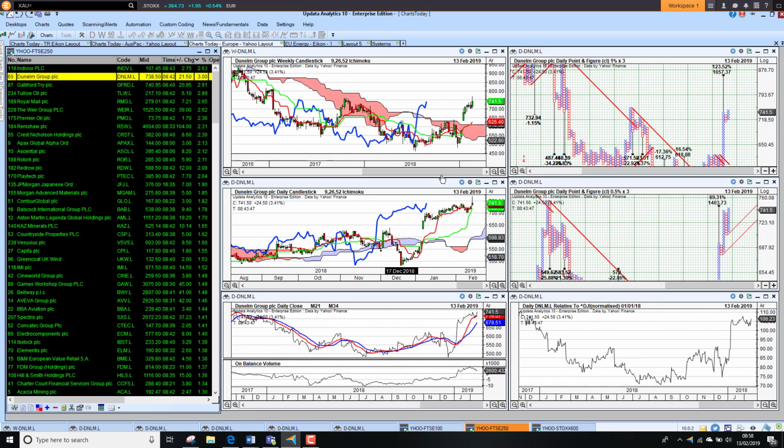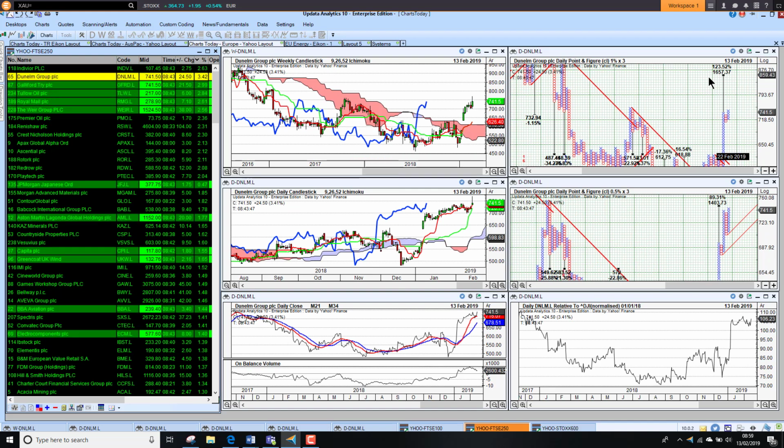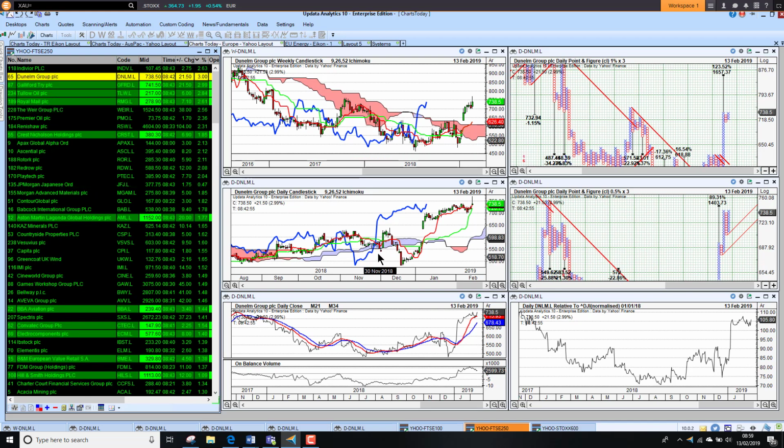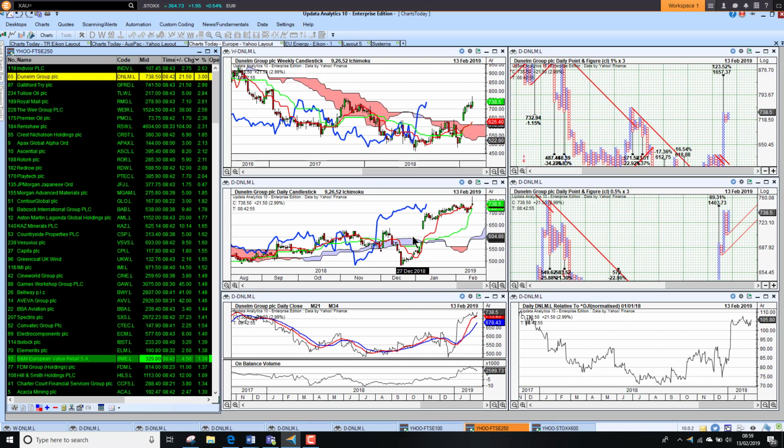Dunelm Group reporting this morning, this stock looking really quite interesting. Upside target now of 123%. The chart really rising on the positive results there, and really as retailers go, Dunelm is really bucking the trend, and we're seeing that in the charts very much so.